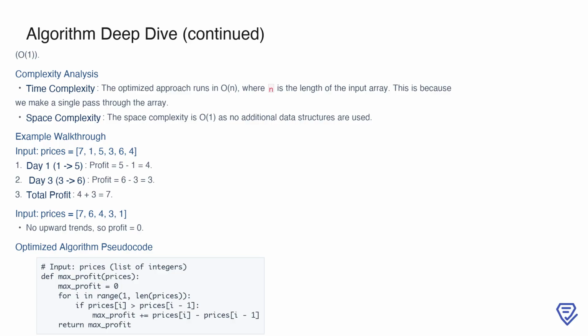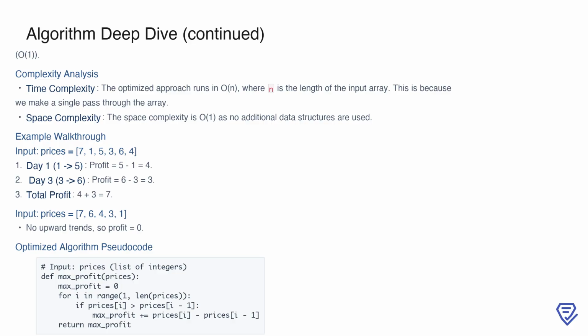To illustrate this, let's walk through an example. Consider the input prices as 7, 1, 5, 3, 6, 4. On day 1, the price rises from 1 to 5, giving a profit of 4. On day 3, the price rises from 3 to 6, adding another profit of 3. Summing these, the total profit is 7. In contrast, for an input like 7, 6, 4, 3, 1, where prices only decrease, there are no upward trends, so the profit is 0.